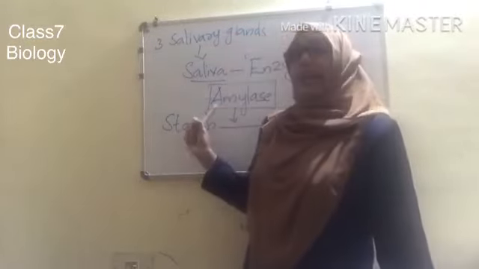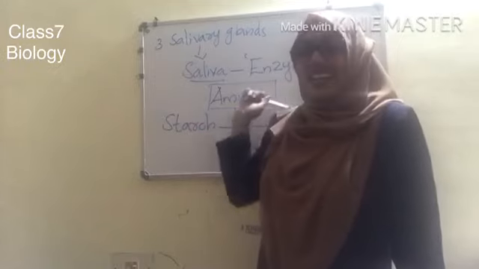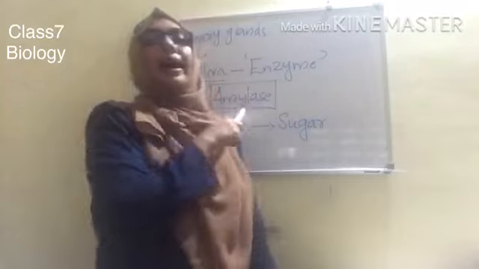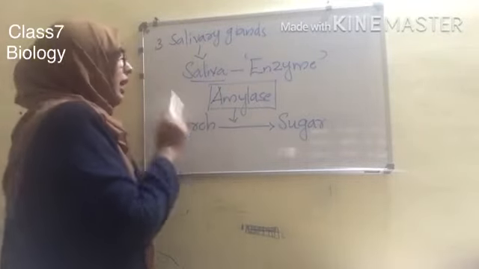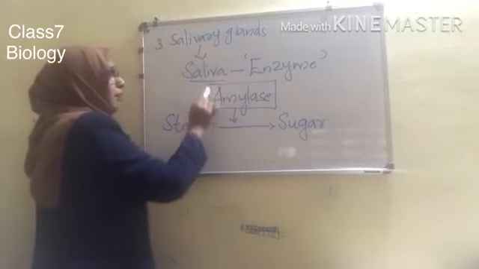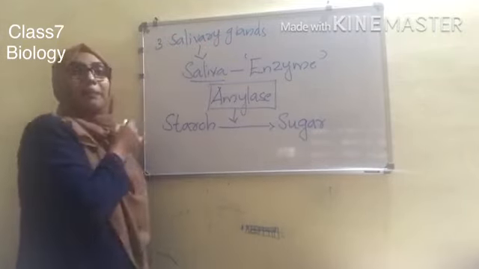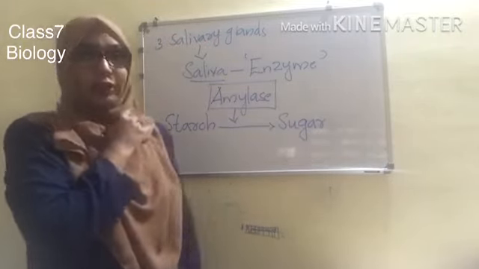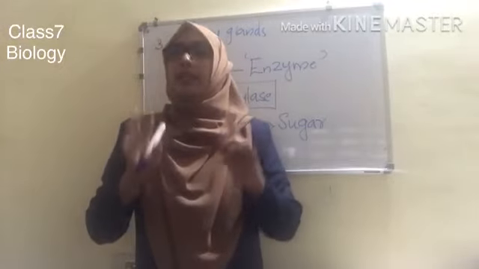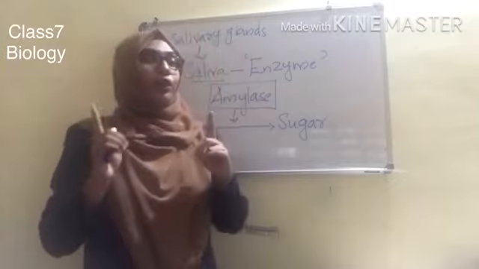Clear? A type of partial digestion is happening here. The starch present in the food will be converted into sugar by the action of amylase. I hope it's clear. You will have some confusions because this is a new term. You are studying it for the first time.